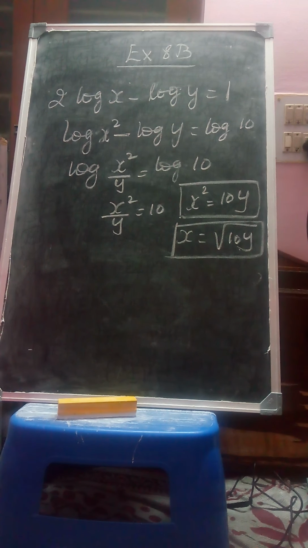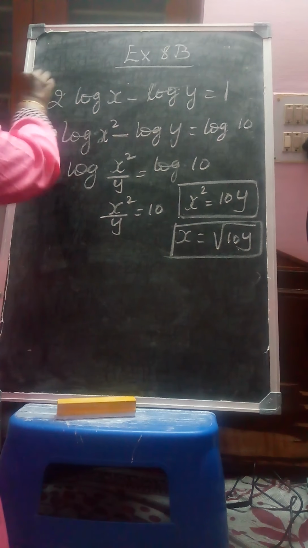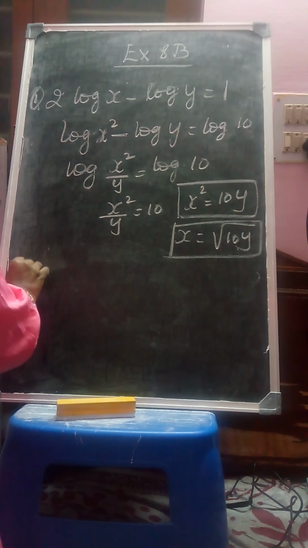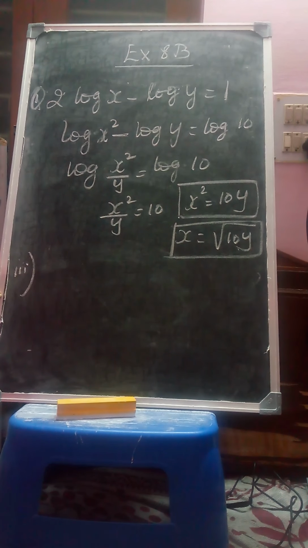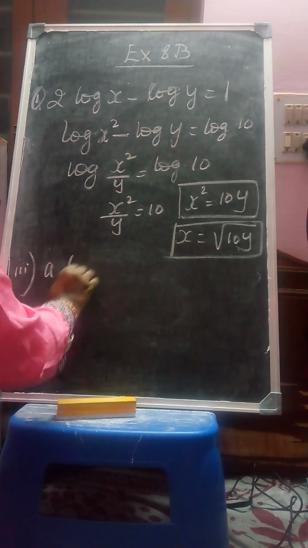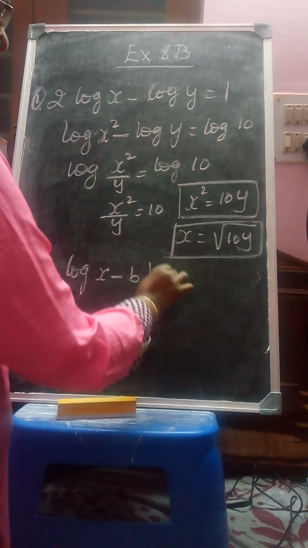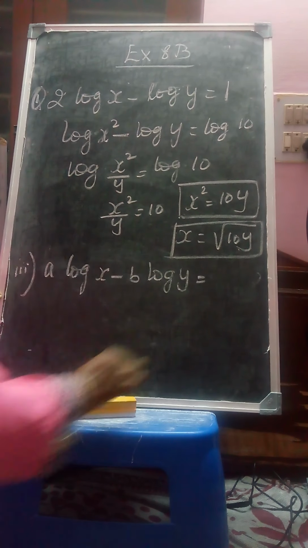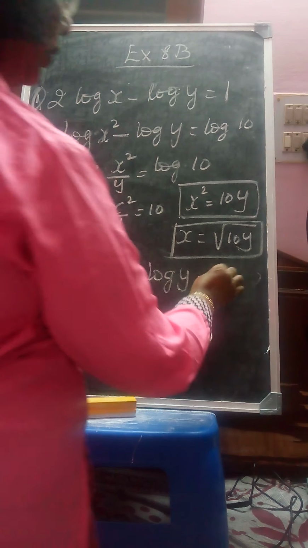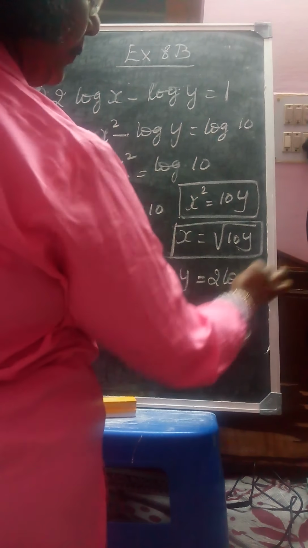Now I will do the third one. Second one, you try it. Okay. So this is the first one. I am doing the third one. Now the third one is a log x minus b log y is equal to 2 log 3.